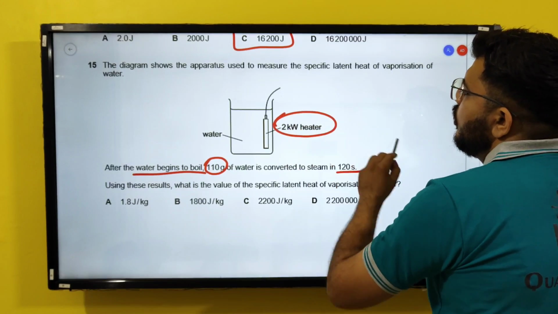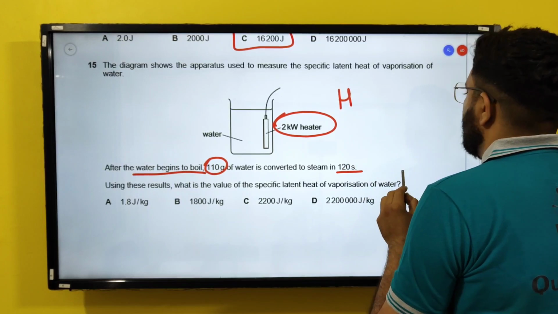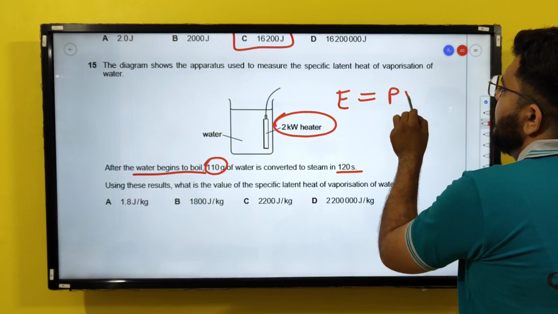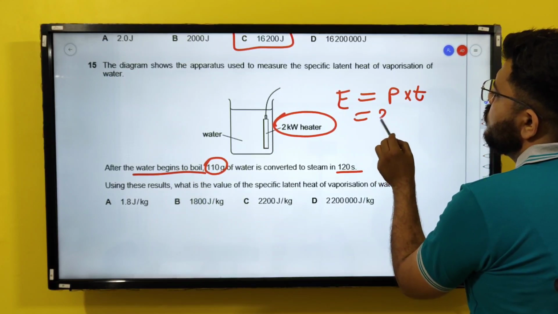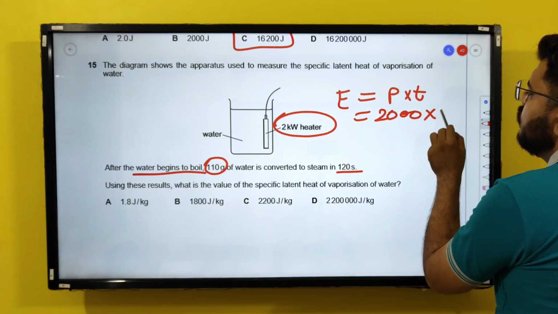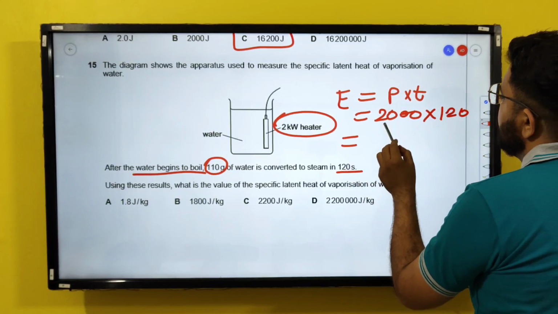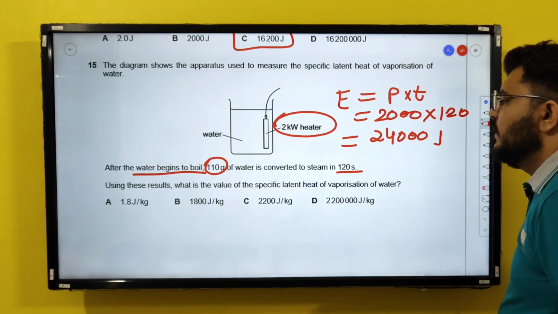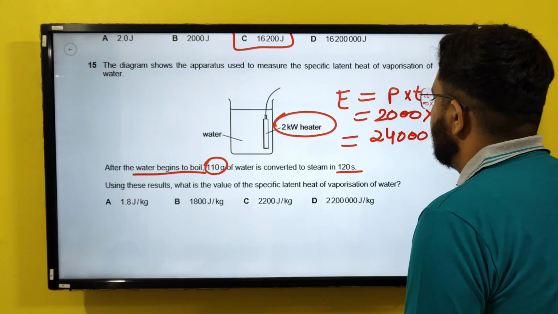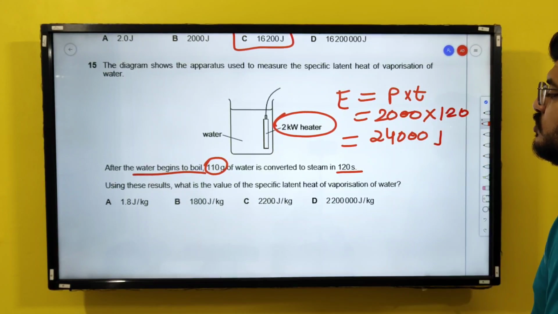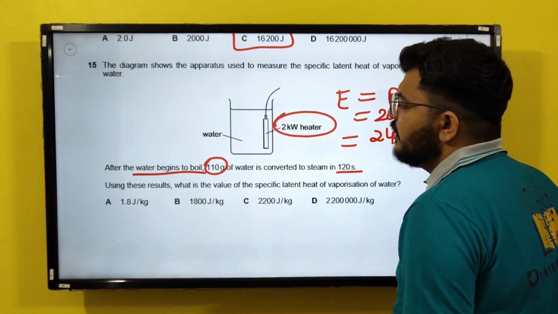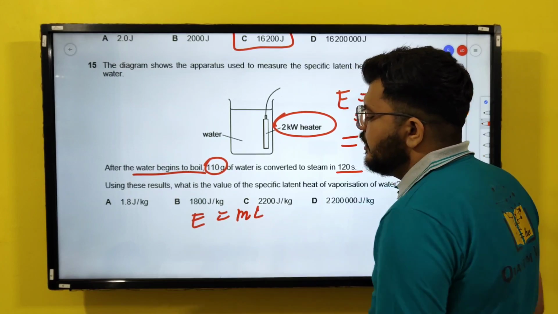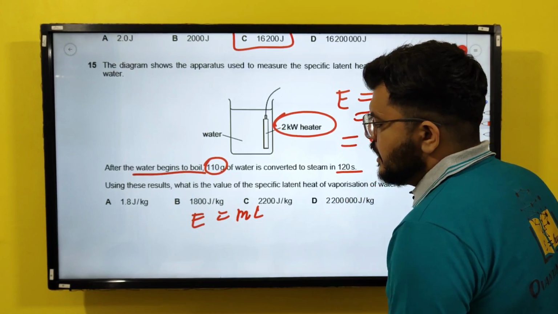So if this is a 2 kilowatt heater, we can find out the energy in the form of heat, right? The energy given out by the heater is power into time. Its power is 2000 watt into 120 seconds. This gives you 240,000 joules or 240 kilojoules of energy. Now these kilojoules of energy are used to boil the water. Now we know the energy required is equal to m into latent heat of vaporization, right?